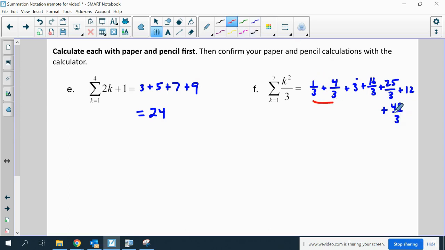5/3 plus 49/3, that's 54. 54 plus 41 is 95/3. That's not nice. Plus 15. 15 is 45/3. So this ends up being 140/3. So let's confirm these with the calculator and hope that I'm right.